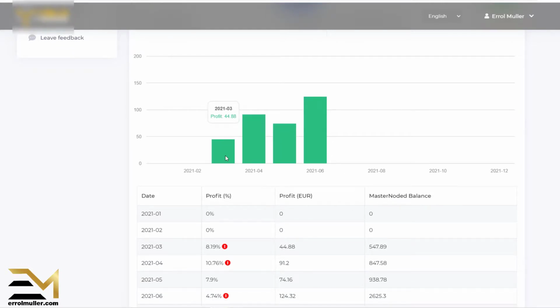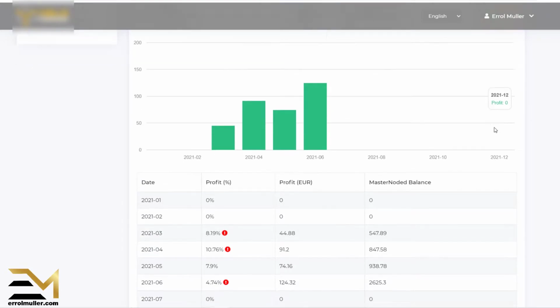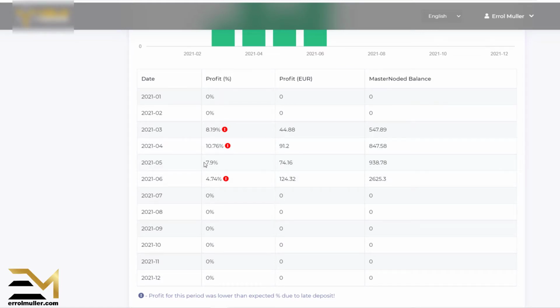So my months, I actually started in March, April, May, June. There's my increases. You can see first month 44 euros, then 91 euros, then 74, then 124 euros. Reason being, for the month of May, I had a clean 7.9% growth. These months were a lot higher, and you will see why I only received 10%, 8%, and 4%. If I click on the information bell, it says profit for this period was lower than expected percentage due to late deposit. It's because I always deposit money late for that month, then it's in a 7-day holding account, and then only the master noting starts. So it would have been a lot more. This month would have been, I think, 10 point something percent again.